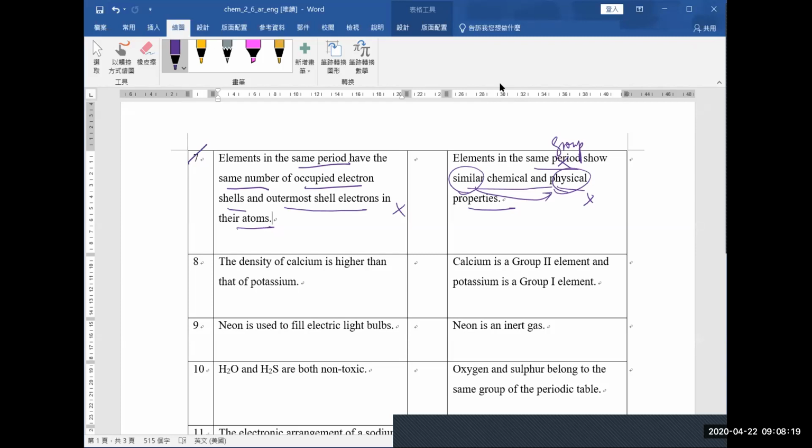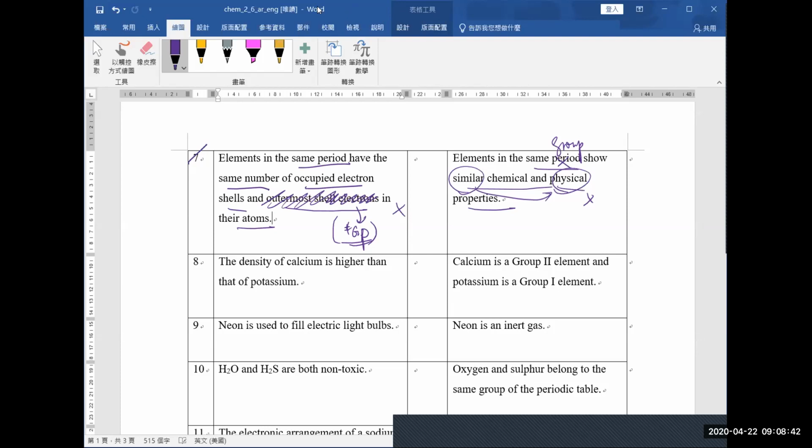Now, take a look at statement 1. Elements in the same period have the same number of occupied electron shells and outermost shell electrons in the atoms. How wrong is this? The outermost shell electrons are not the same. Yes, they are not the same, right? It depends on the group number. Yes, it depends on the group. So it is not correct.